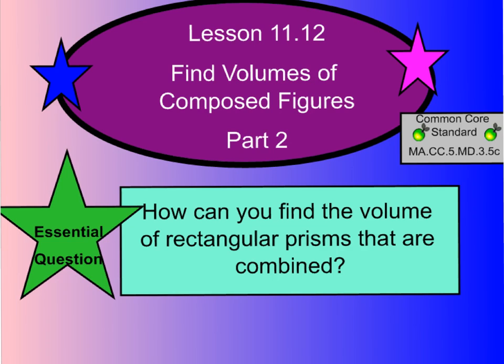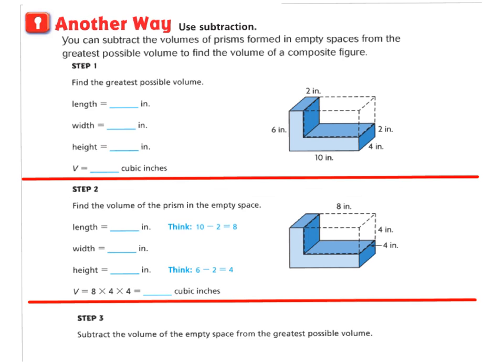Let me show you an example. Let's take a look at this example right here. The subtraction method. You can subtract the volumes of prisms formed in empty spaces from the greatest possible volume to find the volume of a composite figure. Here's step 1. You have to find the greatest possible volume. In other words, you have to look at this as if you had the entire rectangular prism filled in completely.